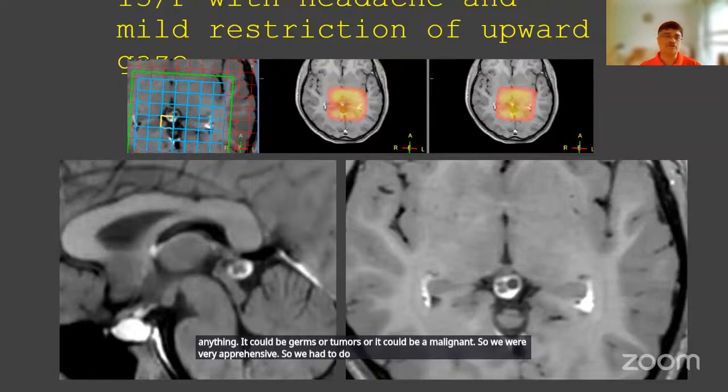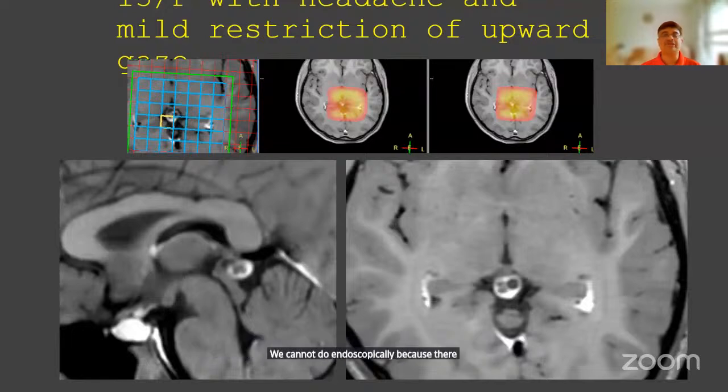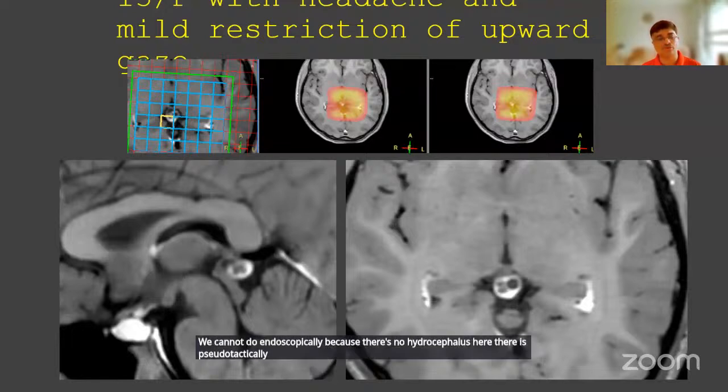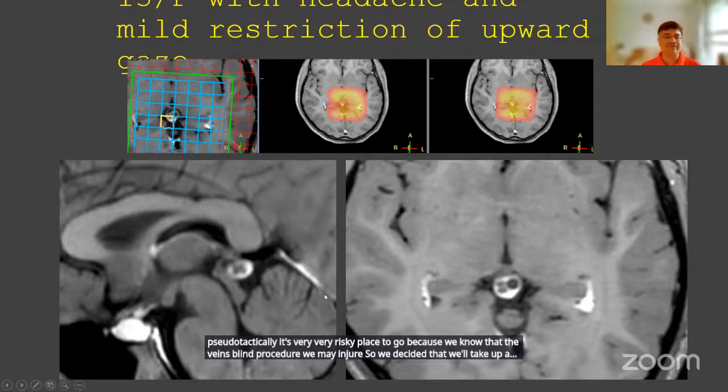We cannot do it endoscopically because there is no hydrocephalus here. Stereotactically, it is a very risky place to go because of the veins, and it is a blind procedure, so we may injure them. So we decided that we would take it up, and it was quite favorable. We thought we would go with the supracerebellar infratentorial approach.